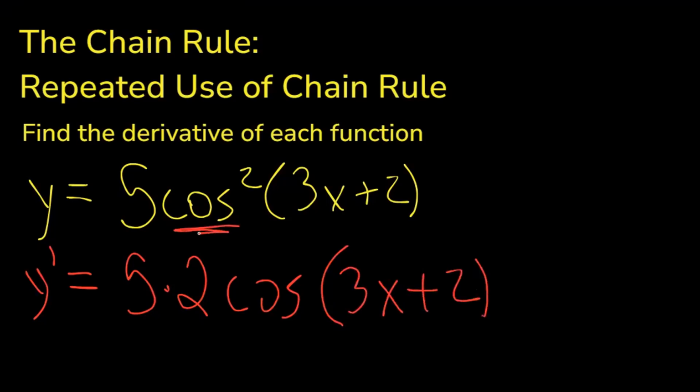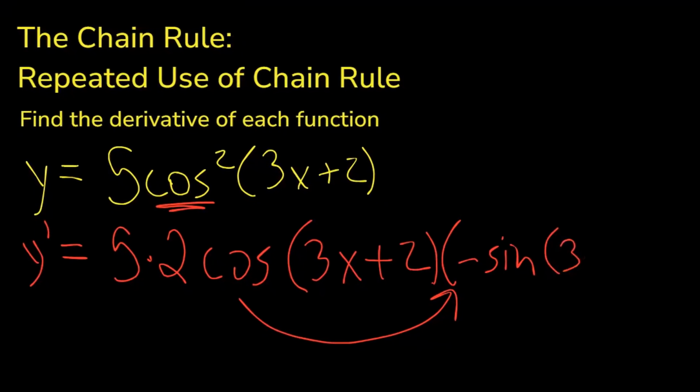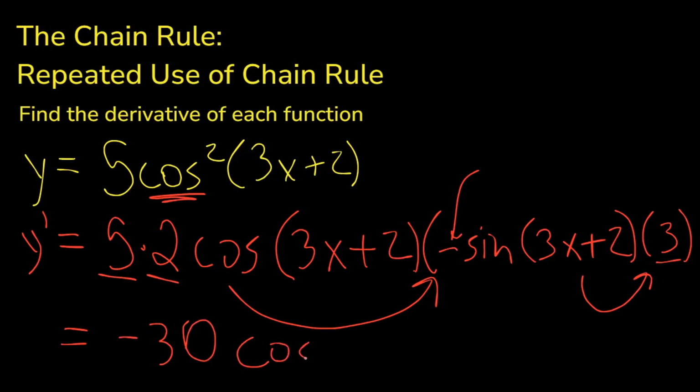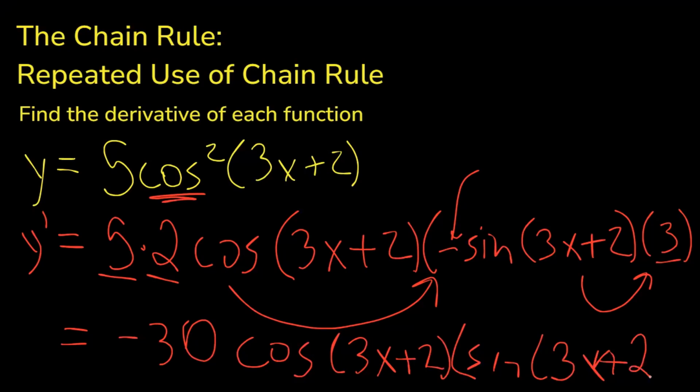Now the cosine was inside the squaring function, so I need to multiply by the derivative of cosine, which is negative sine. Now be careful here as well, because if you don't write parentheses, it could look like you're subtracting it. So parentheses are important there. 3x plus 2, and the inside of the sine is 3x plus 2, so its derivative is 3. Now, if we clean this all up, the 5, the 2, the negative, and the 3 can all multiply and give you negative 30 cosine of 3x plus 2 times sine of 3x plus 2.